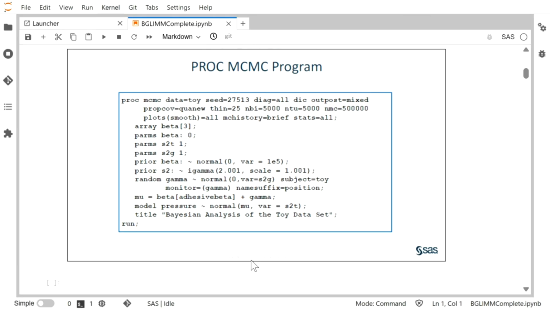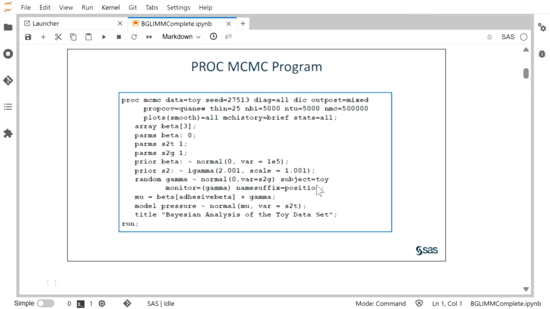So notice we have a model statement down here at the very bottom that says the breaking pressure, the pressure it takes to break the bond, is normally distributed with the mean of mu and a constant variance of S2T. That's the residual variance. Step up. The mu is x beta plus z gamma. That's what that line is giving me. Then the random statement says the random effects are my gammas. They're normally distributed with the mean of 0 and the variance of S2G. That S2G and that S2T are going to combine to give me the variability of y in my particular problem.